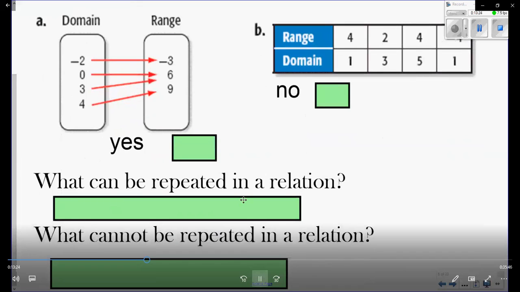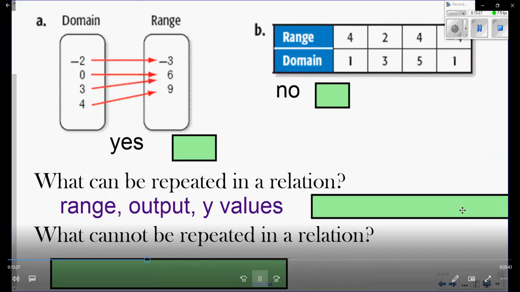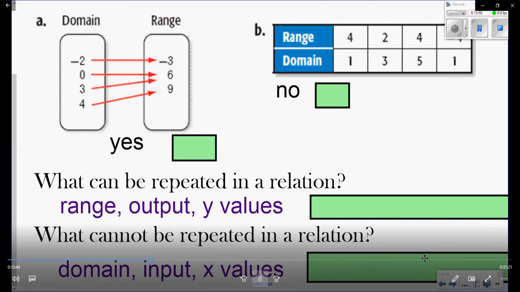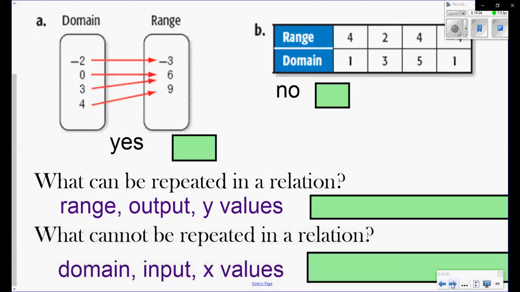And what can be repeated in the relation? The range, the output, the y values. Y values can be repeated, just like in this table, there are the 4s. If there was only one 1, this would be a function, even though you see the range that the 4 repeats, that would be fine. So what cannot be repeated in the relation? The domain, the input, the x value. You cannot have a repeated x. If there's a repeated x, then whether it's a mapping, graph, or a table, it is not a function. No repeated x's. Y can repeat, x cannot repeat.